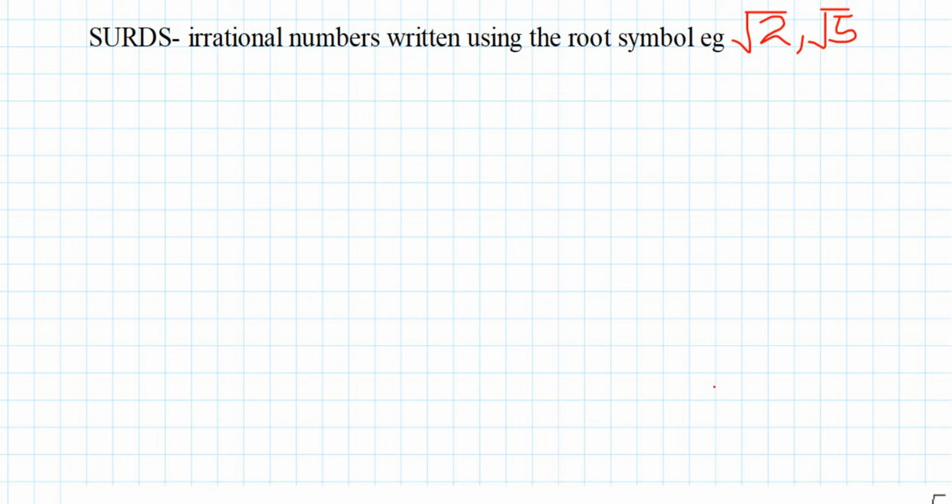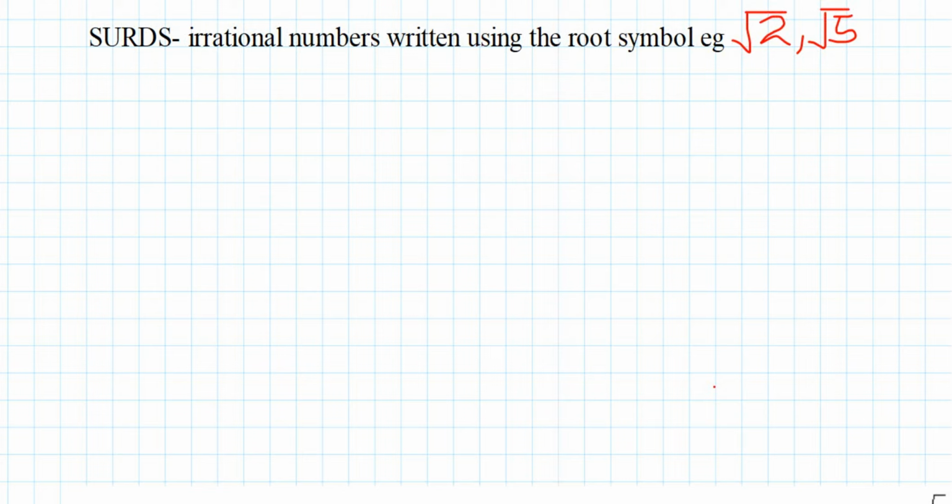So what are surds? Surds are basically irrational numbers written using the root symbol. For example, the square root of 2 and the square root of 5. When we take the square root of 2, it's going to be 1.414 to four significant figures. This number can be continued. Since it cannot be written as an exact value in decimal form, we write it as root 2, and that is what we call surd form.